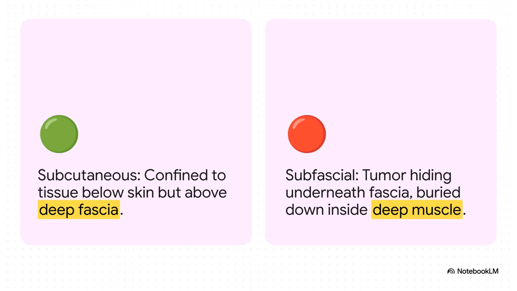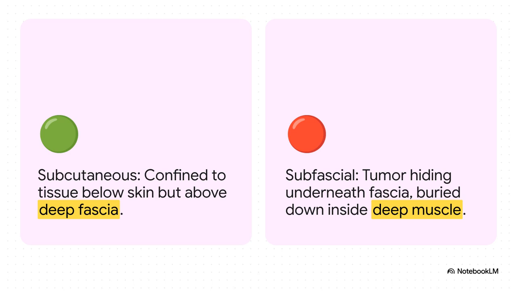The most important factor isn't actually the size of the tumor, it's the depth. The CPT manual basically splits these excisions into two distinct buckets, subcutaneous and subfascial. Subcutaneous simply means the tumor is sitting right below the skin, trapped in that shallow fat layer. Subfascial, or deep, means the tumor is hiding completely underneath that fascia, that tough connective wrap, and it's buried down inside the actual muscle.